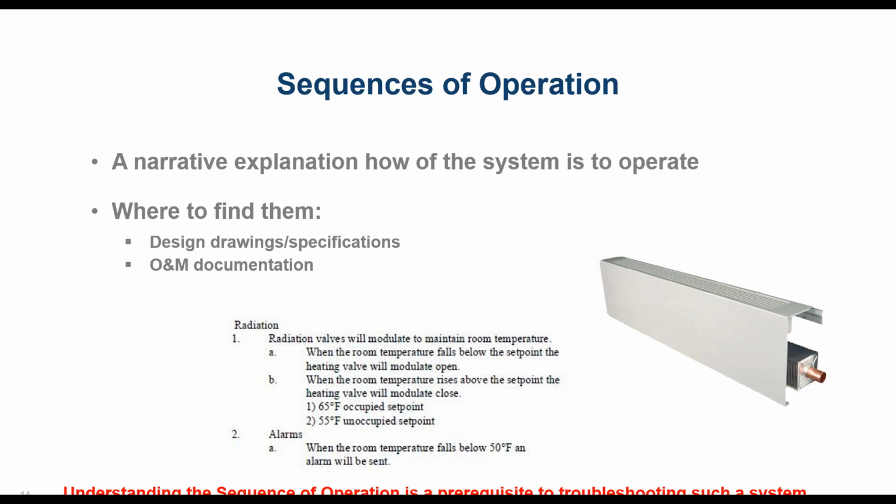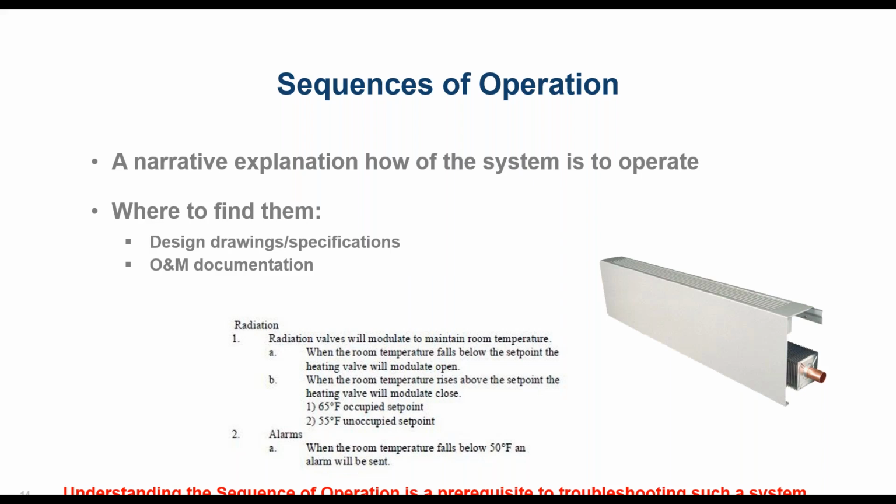Now, some things such as fin tube radiation might seem obvious in how they're supposed to operate, but actually there can be a lot of variations even on fin tube radiation for how they control this particular valve. Maybe that valve modulates to try to maintain temperature right at set point. Maybe that valve is two position, where it'll open if the temperature drops below set point, and it will only close when the temperature rises 2 degrees above set point.